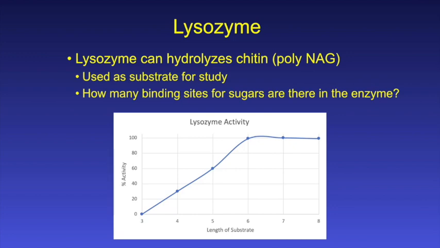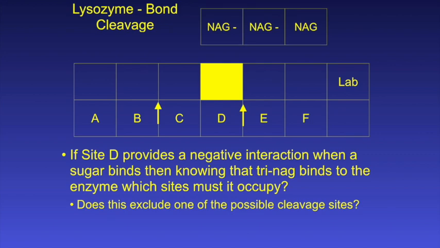There it is. 0. So if you have 3 of them, lysozyme doesn't break 3 at all. Okay? So here I know D is small. So if I put a sugar in there, it's not happy because it doesn't fit.